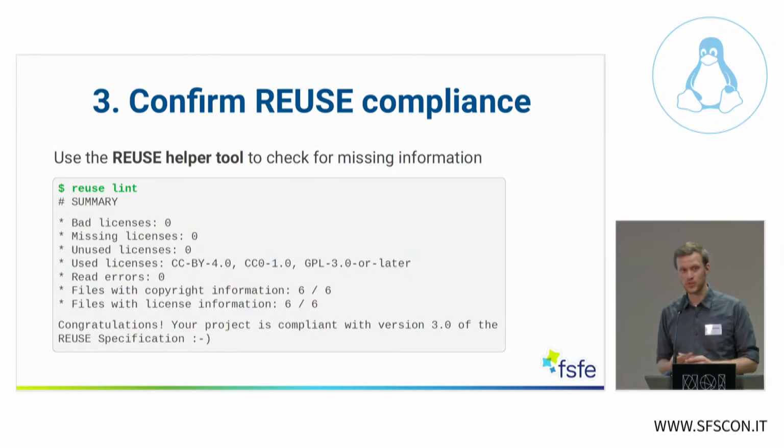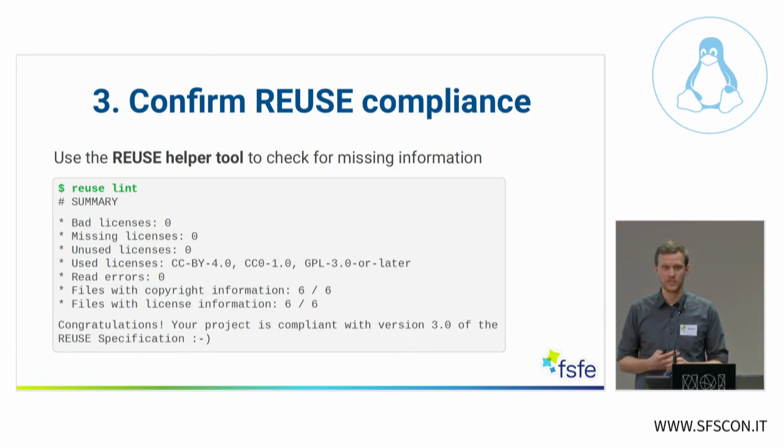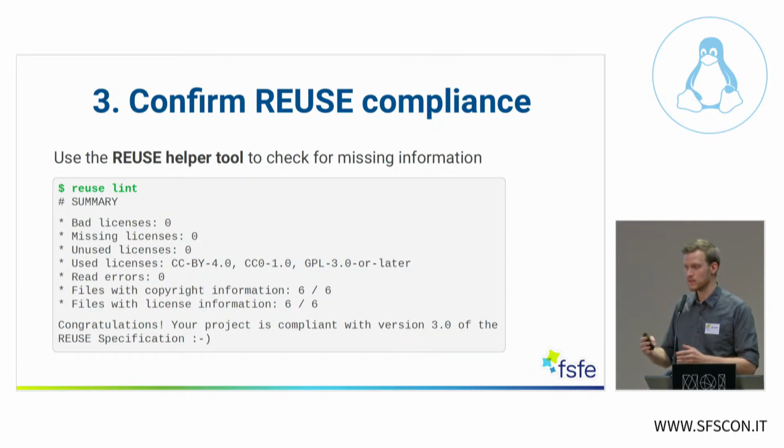The reuse helper tool, it's free software, obviously. It's written in Python. You can install it as a command line tool. It's usable on all Linuxes, on Windows, and also Mac OS, as we know. And one of the main commands of this tool is to run a lint. So you go to your repository, clone it or have it there, and run reuse lint.